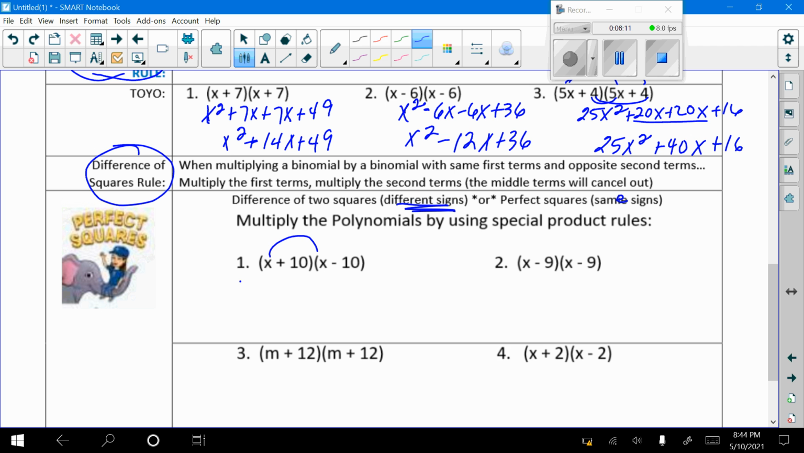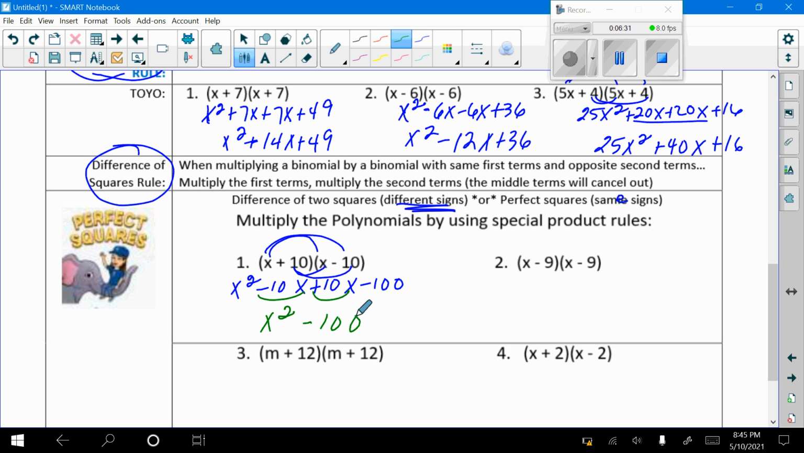So x times x is x squared. X times negative 10 would be negative 10x. Positive 10x, and 10 times negative 10 is negative 100. Here's what I mean. Negative 10x plus 10x cancel each other out. I'm left with x squared minus 100.